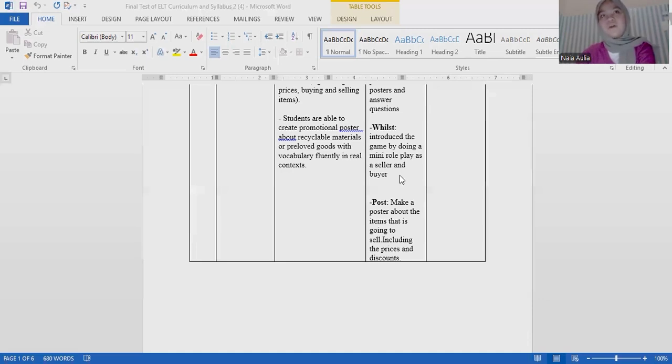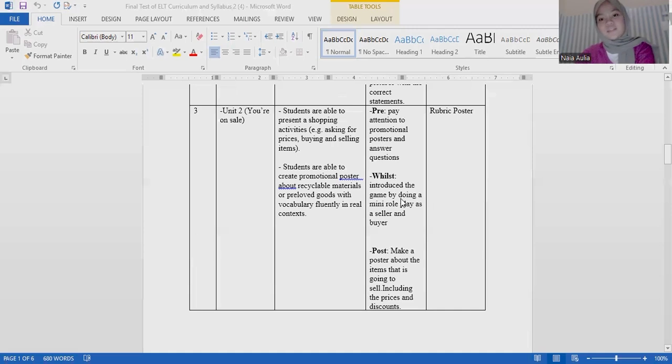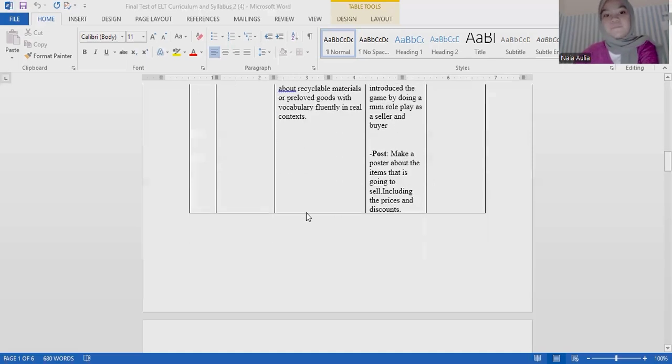students not only learn about language structure, or maybe the vocabulary, the items, or the price, but they build their creativity and they're more confident. This can also affect their engagement inside the classroom. And this assessment is a poster rubric.